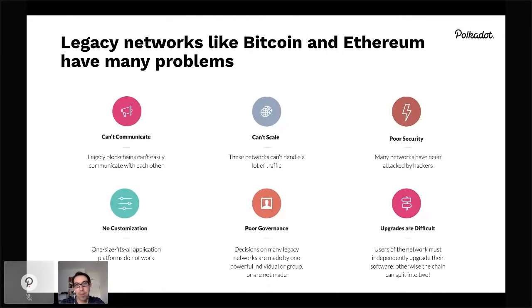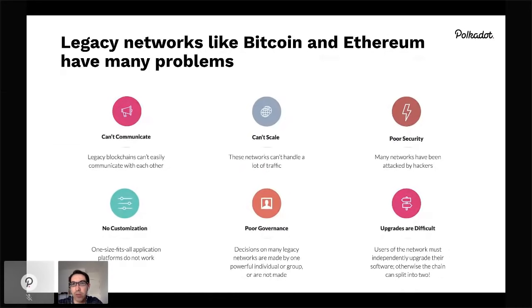It can't scale. These networks can't handle a lot of traffic, and we see them getting clogged up quite often. Poor security, at least for some of these networks. If you want to create your own network, it's actually quite an uphill slog to create a secure network, although Bitcoin and Ethereum themselves have very good security. On that note, why would you want to do that?